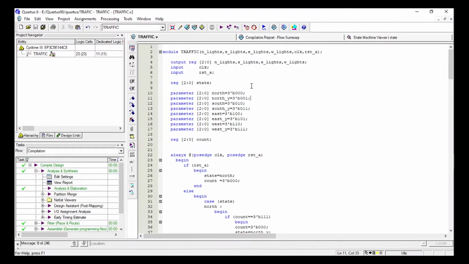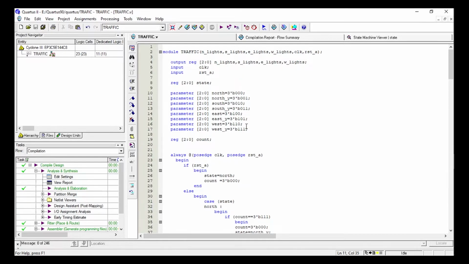Welcome to student ID 6006147. Our project is traffic light controller. Here is our Verilog code. In this Verilog code, we can see that we have 2 input, clock and reset signal, and count and state is the internal variable which changes according to the counter system we have built for this project.